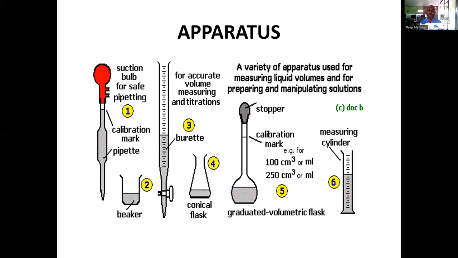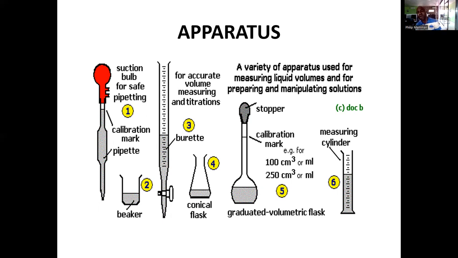The conical flask holds your base and it is used to titrate against the acid in the burette. Again, I said your conical flask is used to hold your base or your reducing agent, and you add your indicator, then you titrate against your acid in the burette. So the burette is used to hold the acid, while the conical flask is used to hold the base.